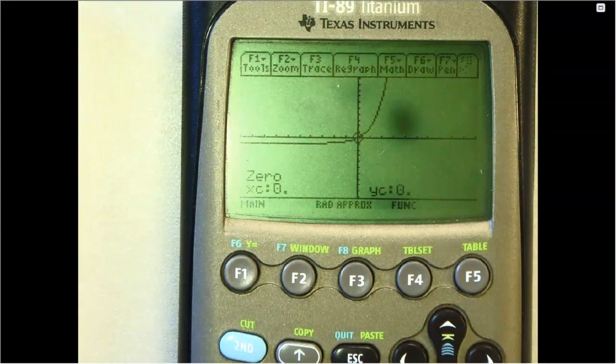Can't you differentiate from this? I can find the derivative at a point, yeah. So you would do F5 and then differentiate.